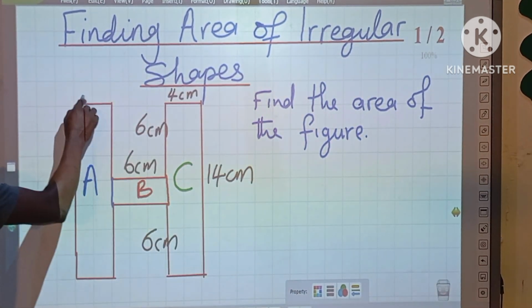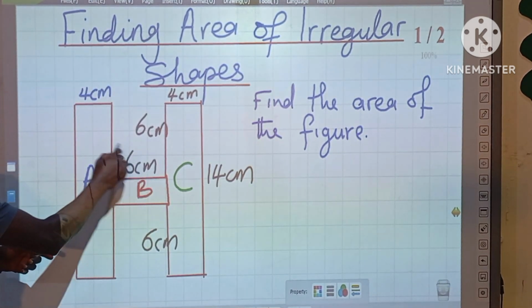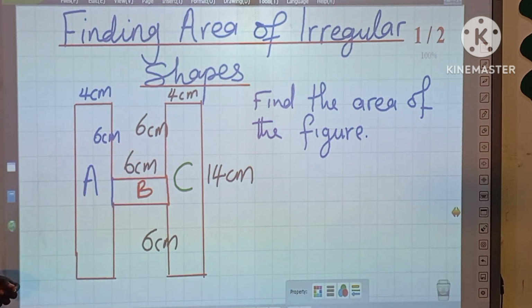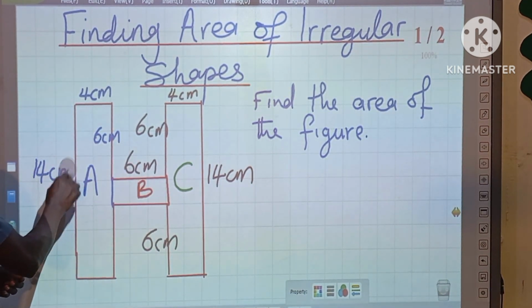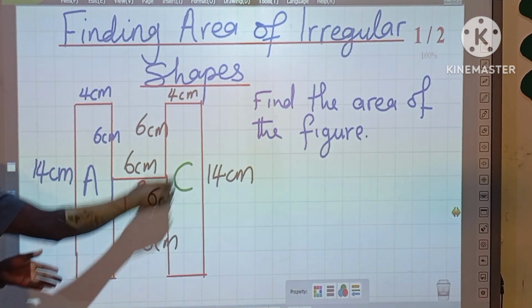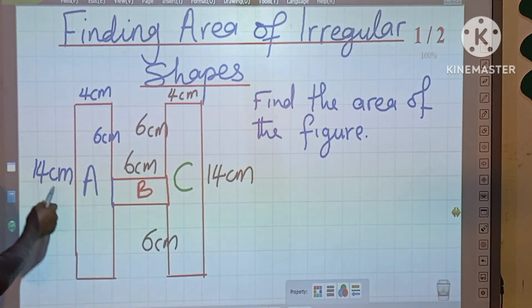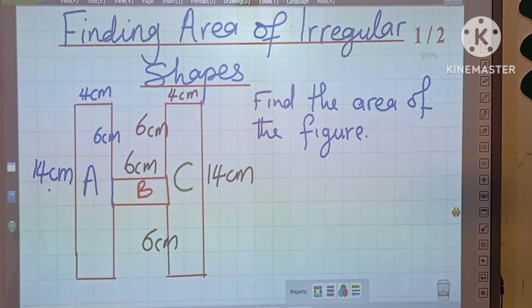Now for shape A, we will discover that this place was supposed to be 4 centimeters. Since here is 6, here should also be what? 6 cm. This part is 10, is 14. So this other part is what? Parallel to this part. It's also 14 cm. What we actually need is the length and the breadth. And we have gotten the length and the breadth.